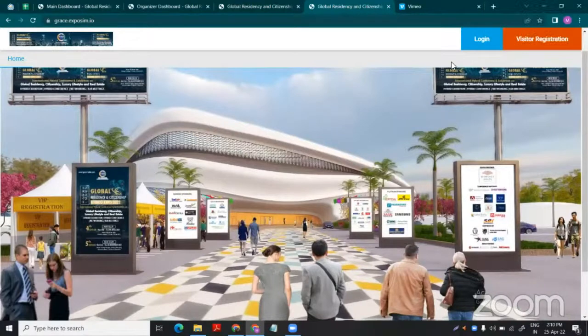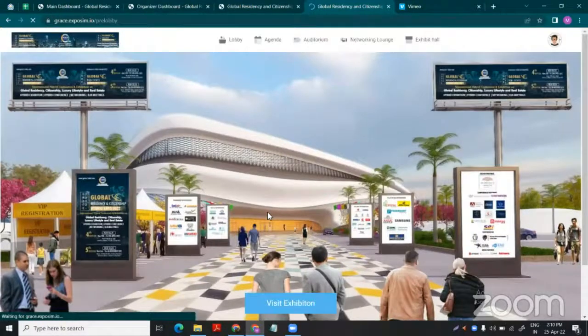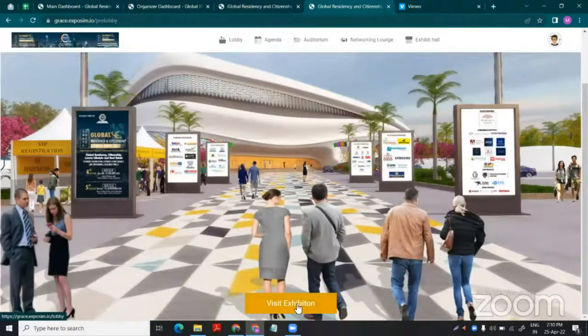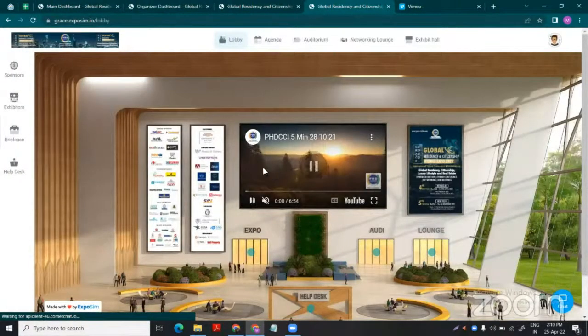So this is our landing page. From here all the visitors have to log in to the event. So just click on login and add your registered email ID and login. So this is the pre-lobby where you just click on visit exhibition. So now this is our exhibition hall where you will find all the details like expo room, auditorium and meeting lounge. You can also visit those through this top panel where you will see the agenda, auditorium, networking lounge and exhibition hall. The left panel has sponsors, exhibitors, briefcase and help desk.